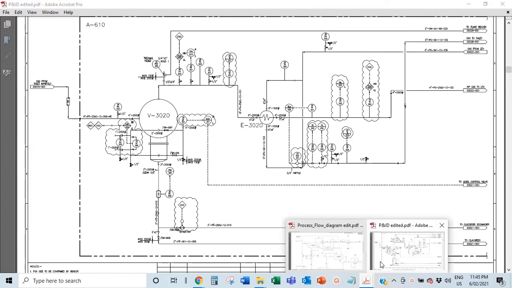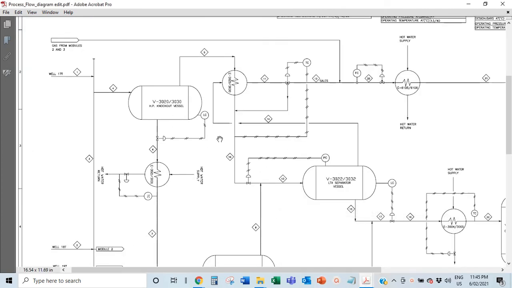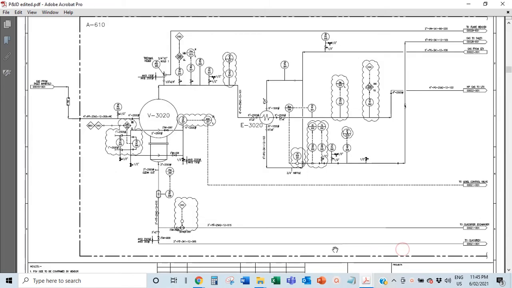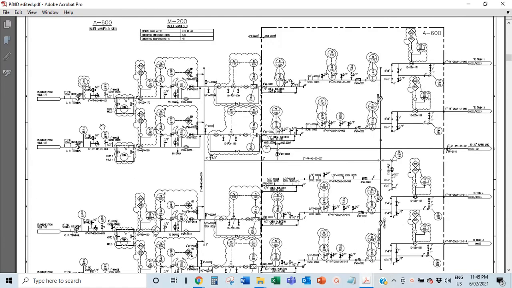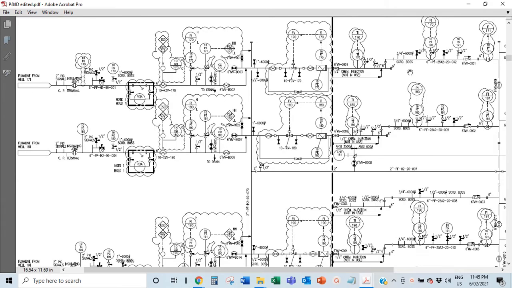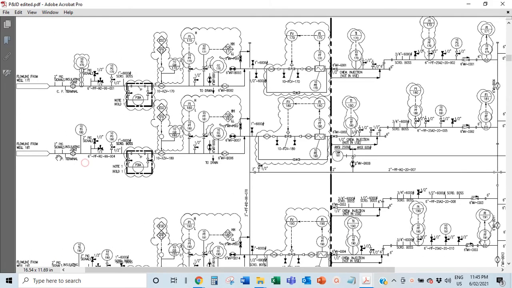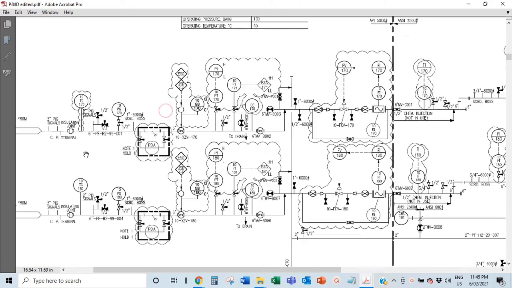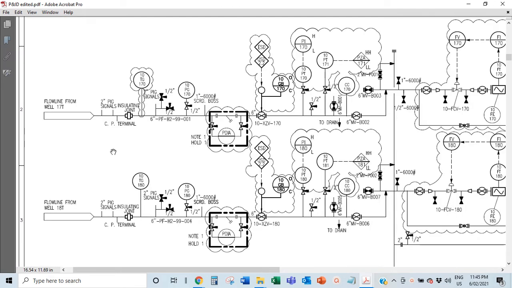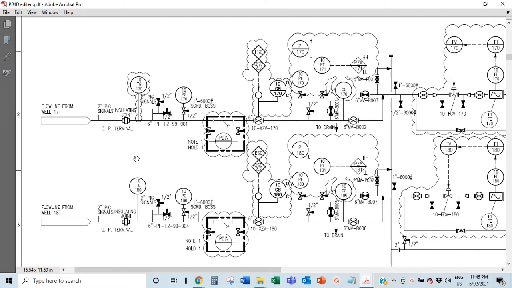V3020. So I'll go into the flow lines here and break them down. I'll break down just one line because that's really all you need to know. The rest are all the same thing, more or less, or they should be. There might be some little errors in there. So these are the lines coming from the well.